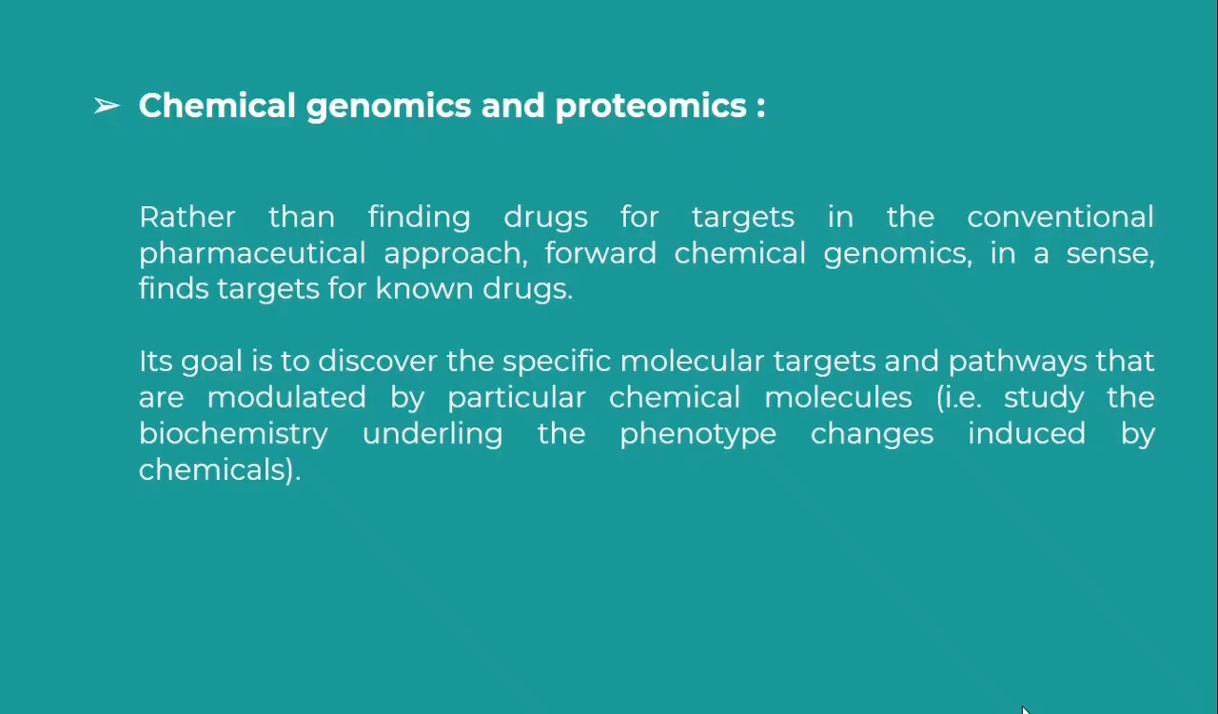In chemical genomics and proteomics, rather than finding drugs for a target in the conventional pharmacological approach, forward chemical genomics in a sense finds targets for known drugs. Its goal is to discover the specific molecular targets and pathways that are modulated by particular chemical molecules. That is, to study the biochemistry underlying the phenotype changes induced by the chemicals.